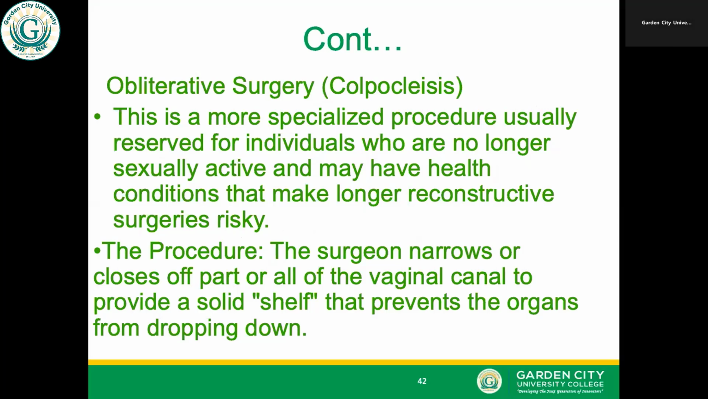So we also have the obliterative surgery or colpocleisis. This is a more specialized procedure, usually reserved for individuals who are no longer sexually active and may have health conditions that make longer reconstructive surgery risky. With this procedure, the surgeon narrows or closes part or all of the vaginal canal to create a solid shelf that prevents the organ from dropping down.